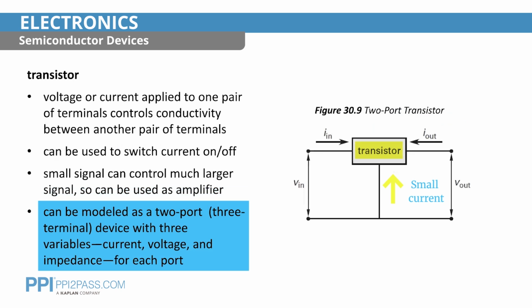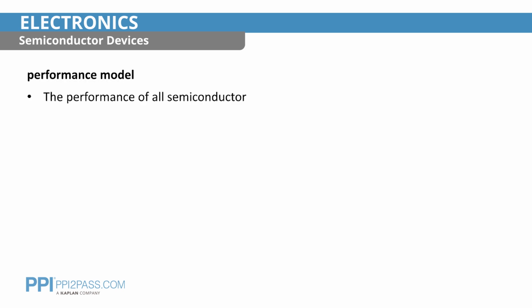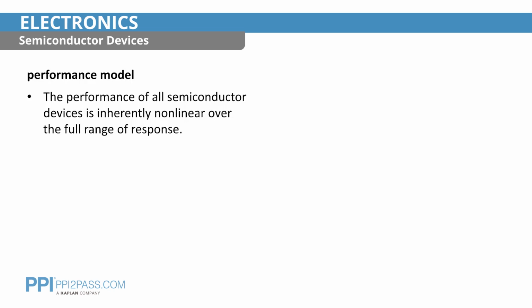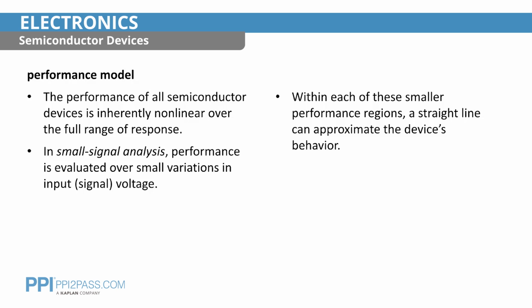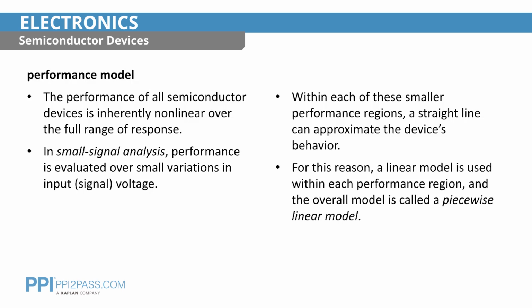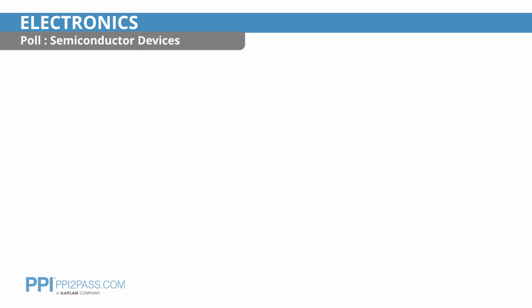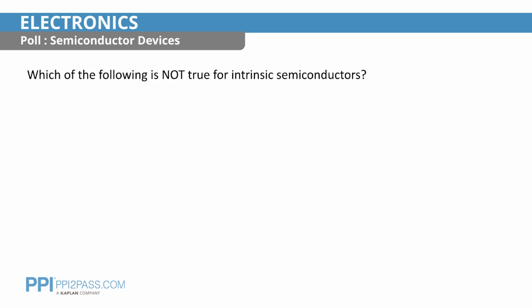It can be modeled as a two-port or three-terminal device with three variables: current, voltage, and impedance for each port. Performance model: the performance of all semiconductor devices is inherently nonlinear over the full range of response. In small signal analysis, performance is evaluated over small variations in input or signal voltage. Within each of these smaller performance regions, a straight line can approximate the device's behavior. For this reason, a linear model is used within each performance region, and the overall model is called a piecewise linear model.